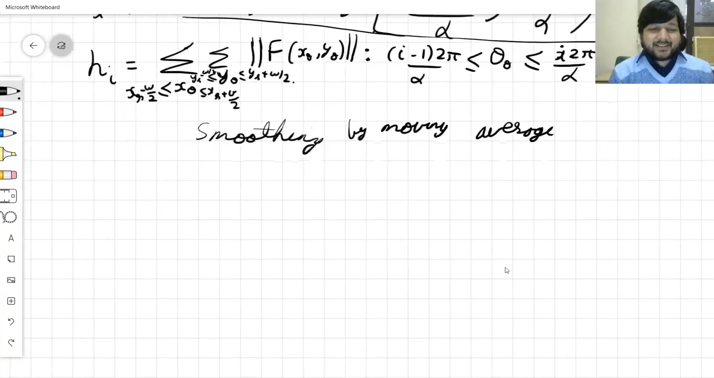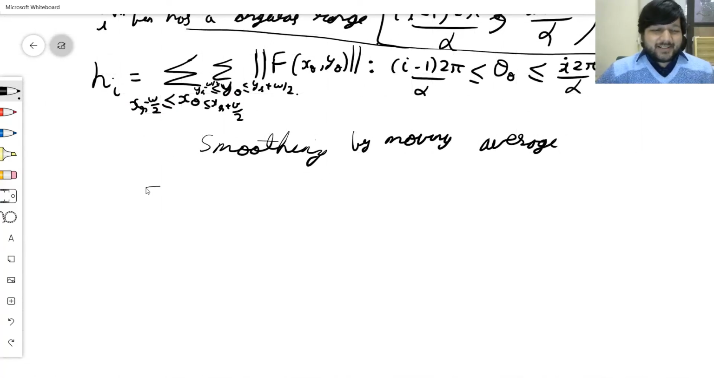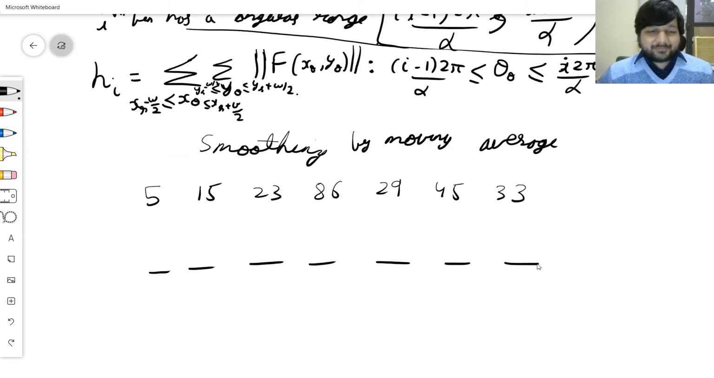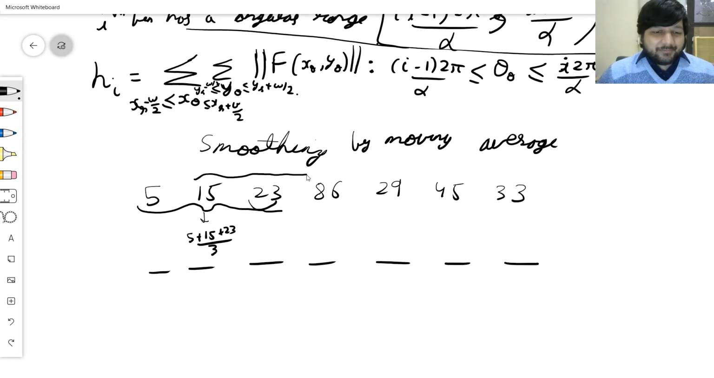So let's take in random numbers: 5, 15, 23, 86, 29, 45, and 33. And let's apply in moving average. So this is the smoothened one. Now I'm not going to do the mathematics, but I'm going to apply moving average of size 3. So this will become 5 plus 15 plus 23 divided by 3. This is going to become 15 plus 23 plus 86 divided by 3.